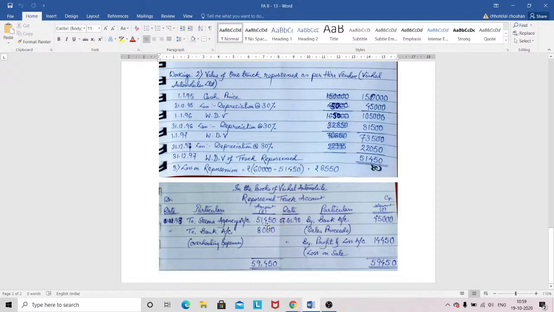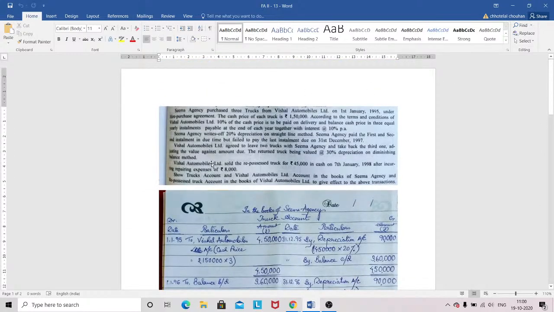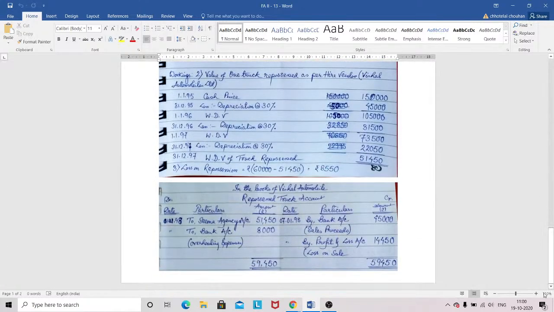Now upon this, the Vishal Automobile has incurred some expenditure. Let me show it so that it is easier to understand. Vishal Automobile sold the repossessed truck for 45,000 in cash on 7 January 1998 after repairing expenses of 8,000. So to bank account, repairing expenses are charged. This can be called repairing or overhauling, whatever you write, it will be the same. 8,000, and this particular truck is actually sold for rupees 45,000.